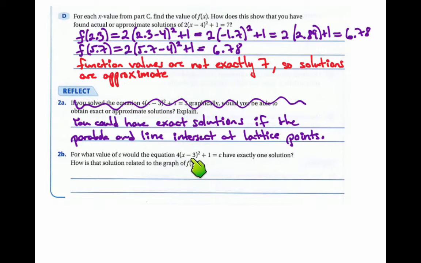For what value of c would this equation have exactly one solution? Think back about those 3 parabolas that you saw before. Well, it would have exactly one solution if c was equal to 1. Why? Because that would be going through the vertex. So the line is at the value of the parabola's vertex. So that is when you're going to have one solution. It is when this value is equal to the y value of the vertex.